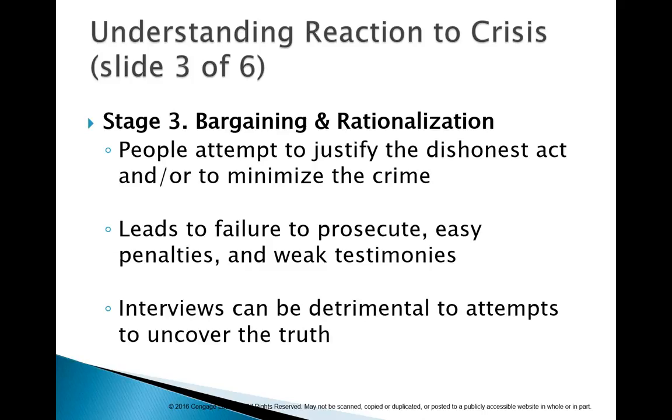I was going to pay it back. I didn't really do anything wrong. Other people in the organization do worse things. Others have done the same thing I've done. So they're going to try and bargain or rationalize that something happened.